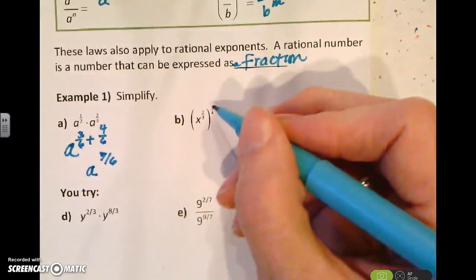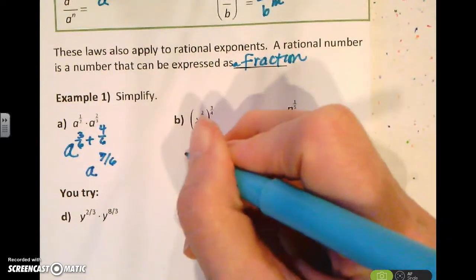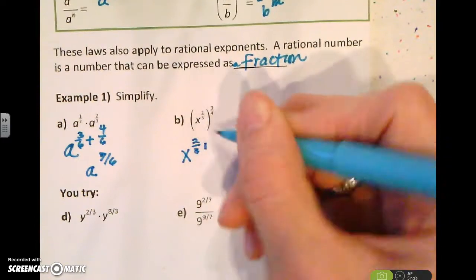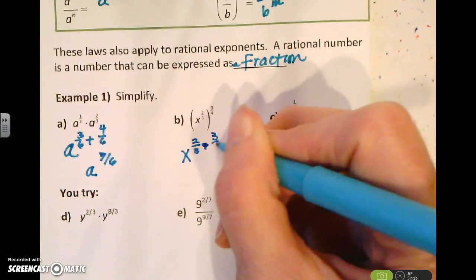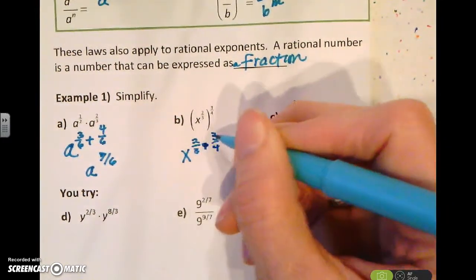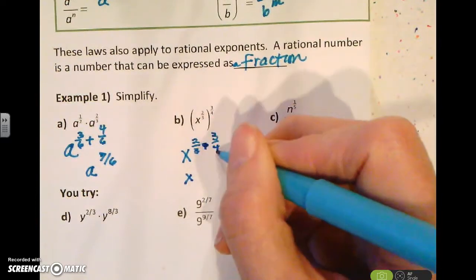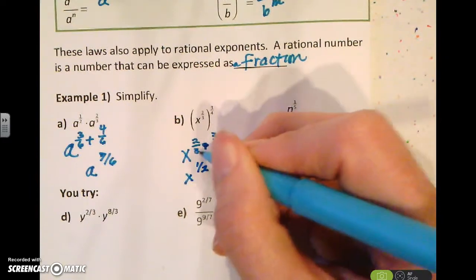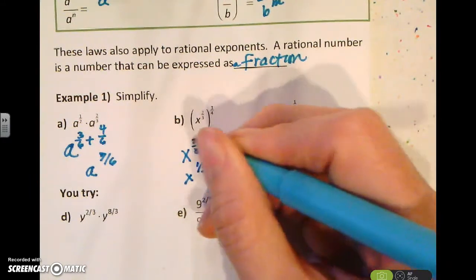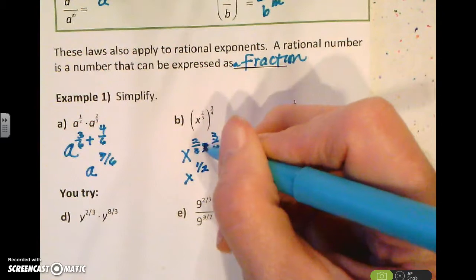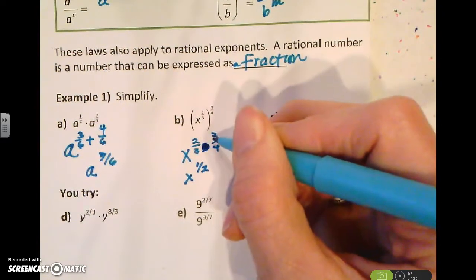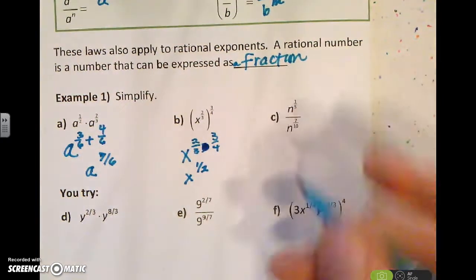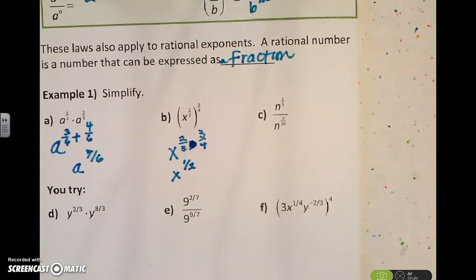If I have a power to a power, I'm going to multiply exponents. So I'm going to have x to the 2/3 times 3/4. So my 3's will cancel, and I'm going to get x to the 1/2. So this is really going to be 6 over 12. 2 times 3 is 6, and 3 times 4 is 12, and 6 over 12 reduces to 1/2.